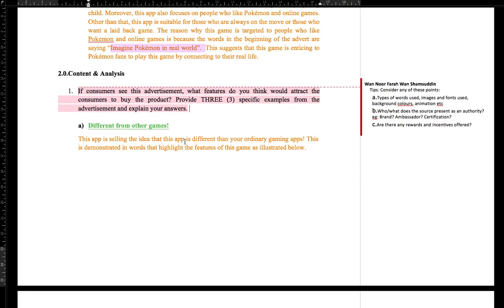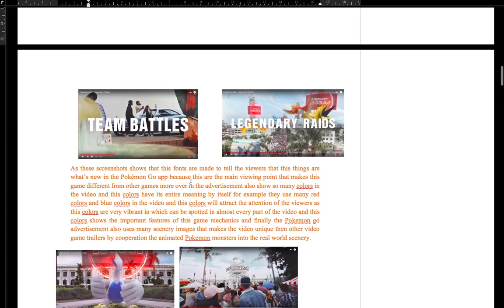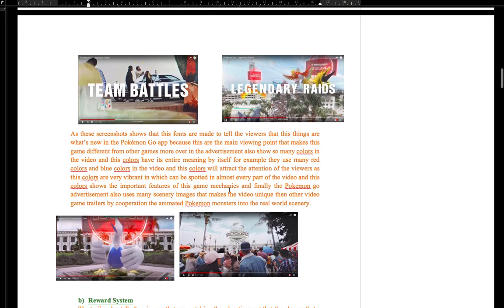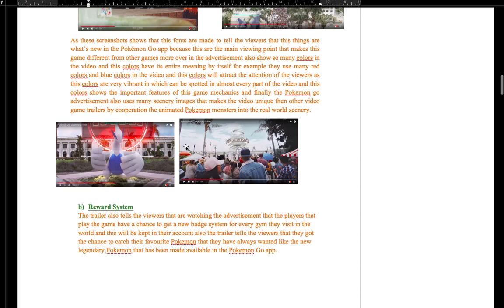So from the advertisement, I can see that the main thing being portrayed is that they are selling and they are saying that this game is actually different from other games. So how do I know it? I screenshot some part of the video advertisement and put it in my report. Then I give some explanation on the colors and the font that is being used. These are very, very important things that you have to put in your report writing.